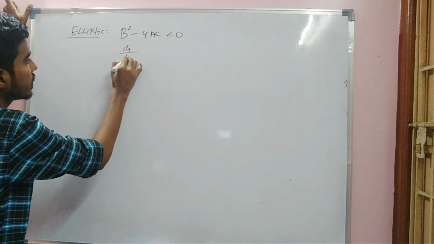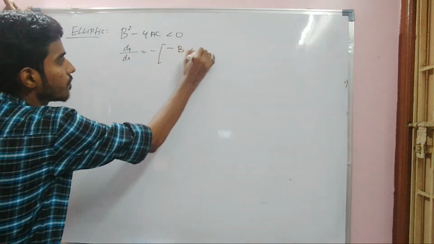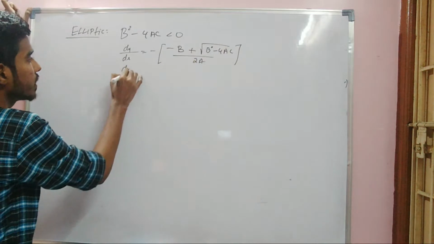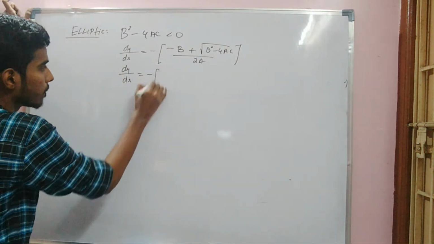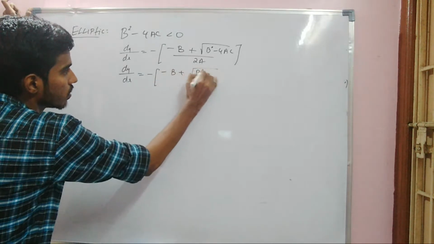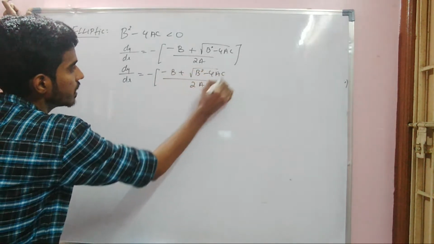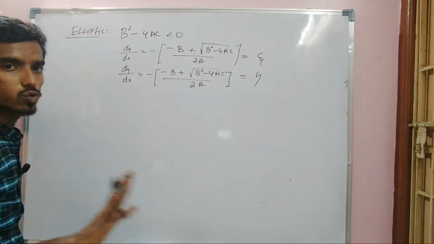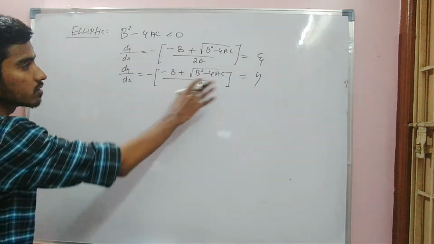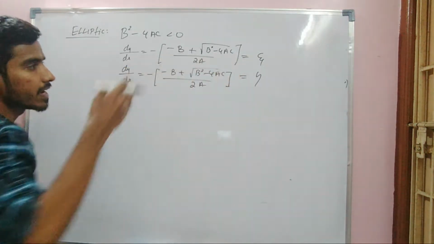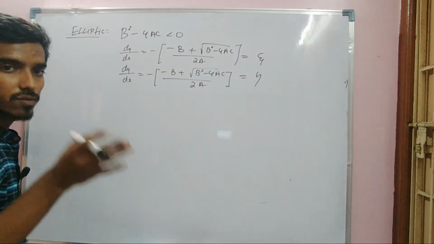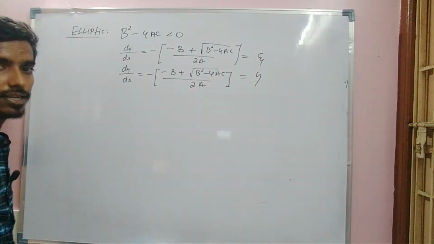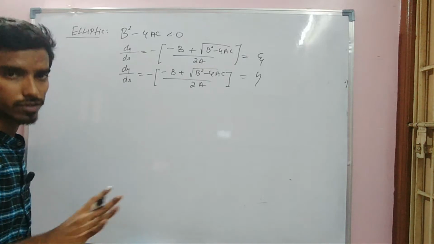dy by dx is equal to minus b plus square root of b square minus 4ac divided by 2a. Now from here you will find theta, from here you will find eta. Up to this you have to do it as it is. If it is elliptic, you can proceed with theta x, theta y, and then substitute to get the canonical form. If it is hyperbolic, you can find theta x, theta y, theta xx, theta yy, and substitute in a bar, b bar, c bar to find the canonical form.